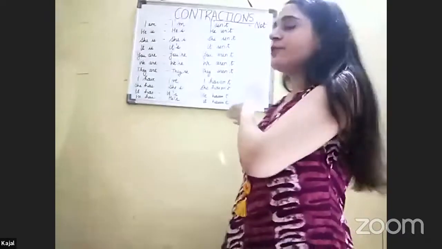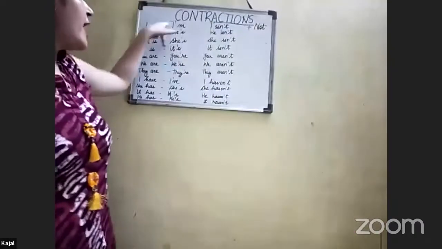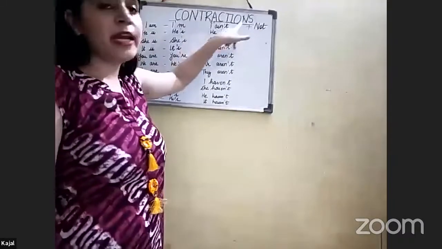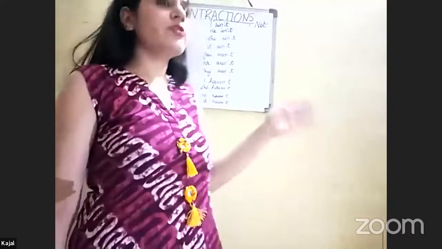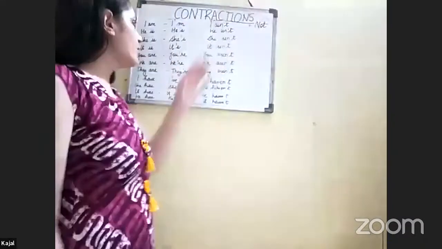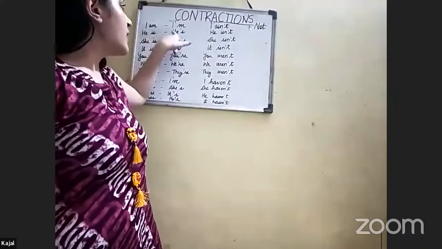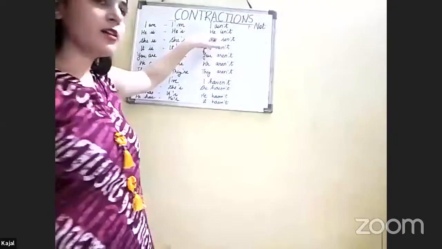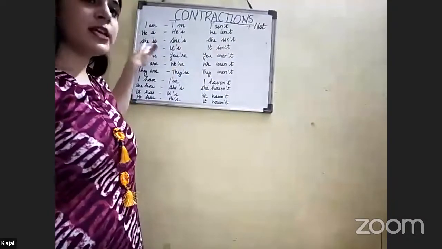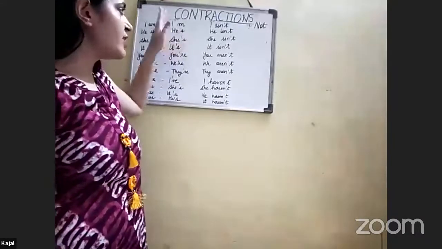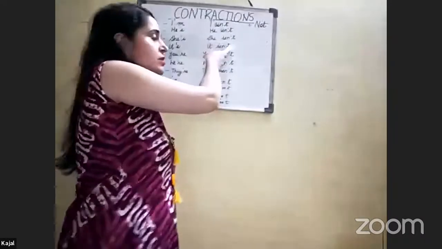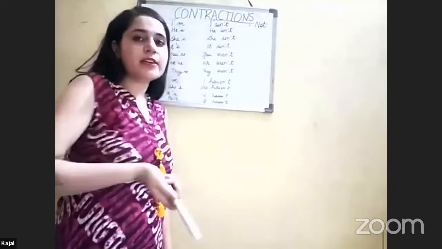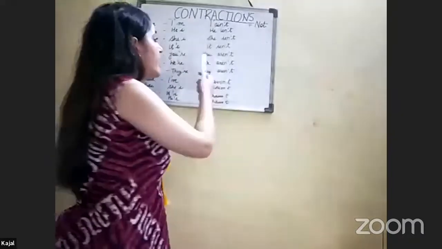Now we have the negative forms also. So I am, positive is I'm, negative will be I ain't. If I say I am not, in contraction it will be I ain't. If it is he is, it will become he's, and its negative will be he isn't. Next is she is. It will be she's, but she is not will be she isn't. Next we have it is. It will be it's, but the negative, or it is not, will be it isn't.